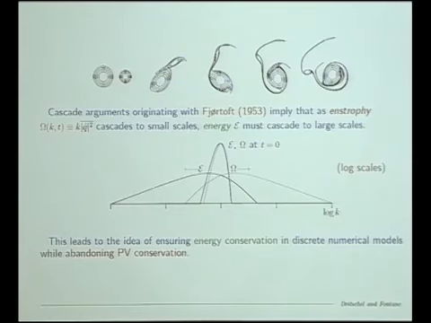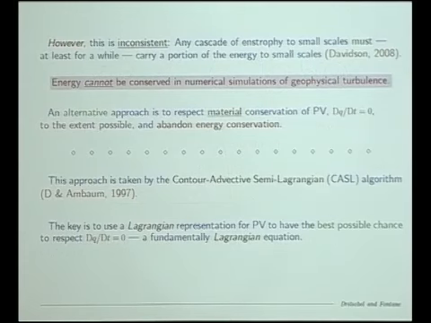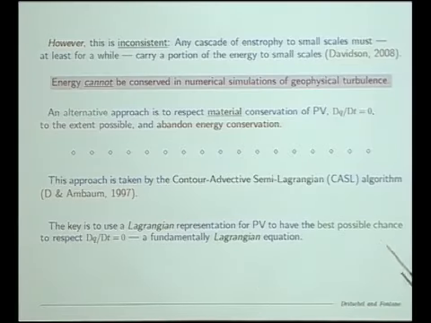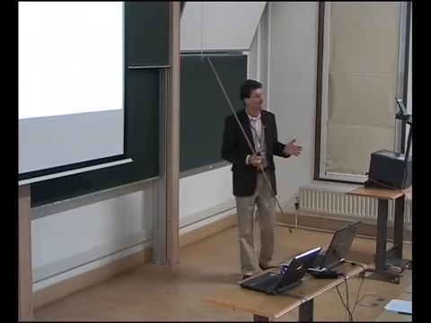There's some energy spreading to small scales too. Normally energy does go to small scales. Even in the two-dimensional problem, a nearly trivial problem, it's not trivial, but it's one of the easiest problems here, energy is still leaking a little bit to small scales. And this was actually argued by Davidson on shadow cascades recently, that any cascade of entropy to small scales must, at least for a while, carry a portion of the energy to small scales. Therefore, for a discrete model, energy cannot be conserved in numerical simulations of geophysical turbulence. We have a problem with that.